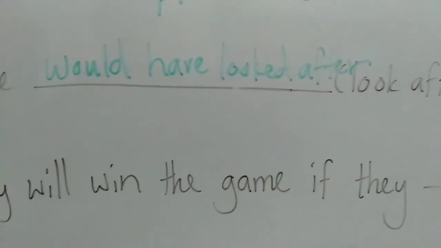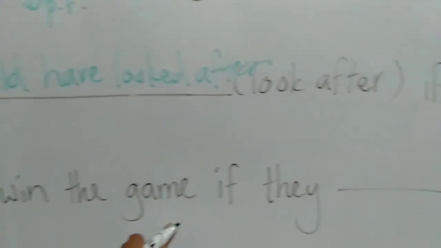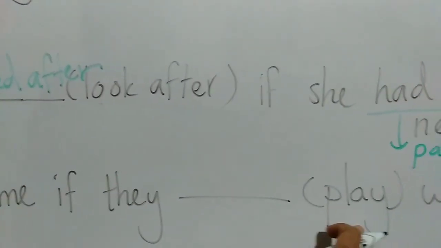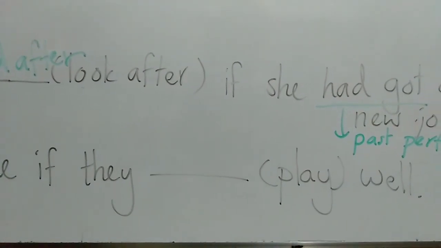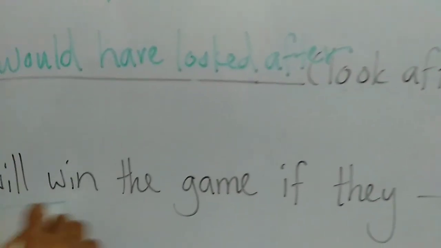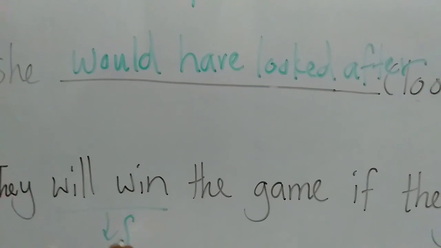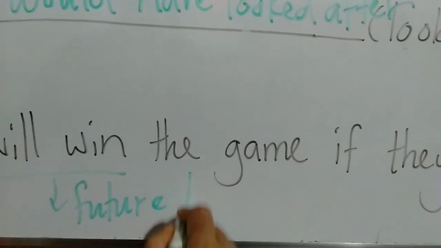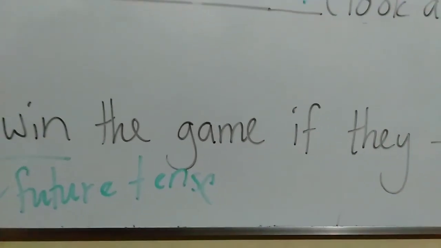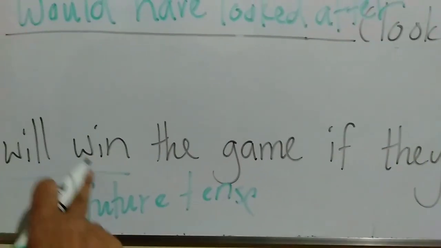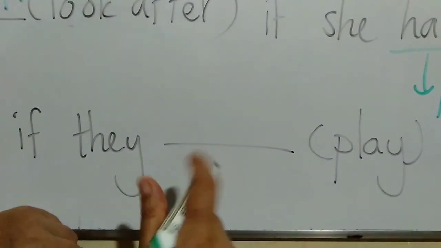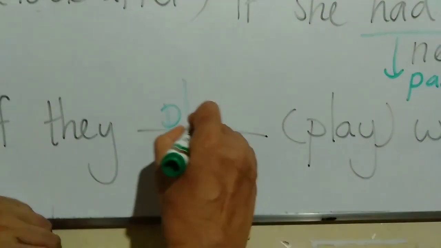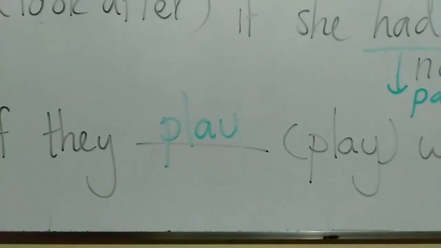Now let's see the third one. They will win the game if they, the verb is play well. The main clause is given with the future tense. Whenever the main clause is in the future tense, the if conditional clause should be kept in the present tense: play. That is if type 1.